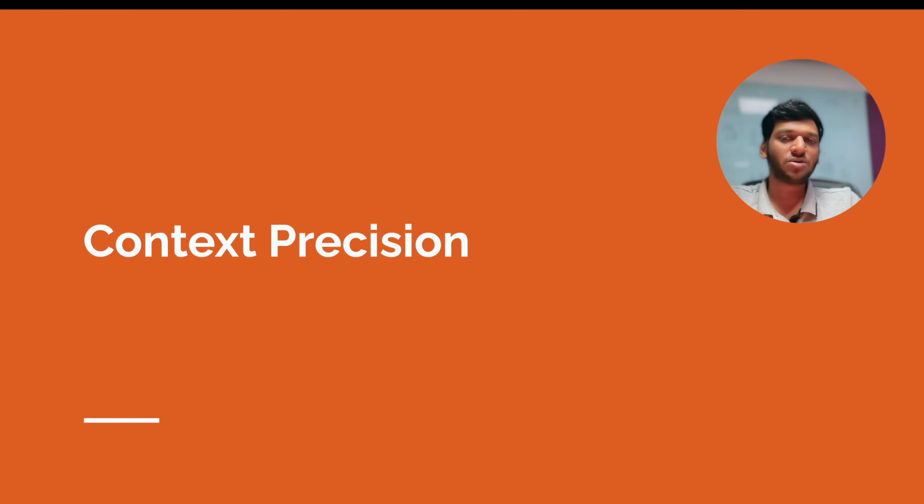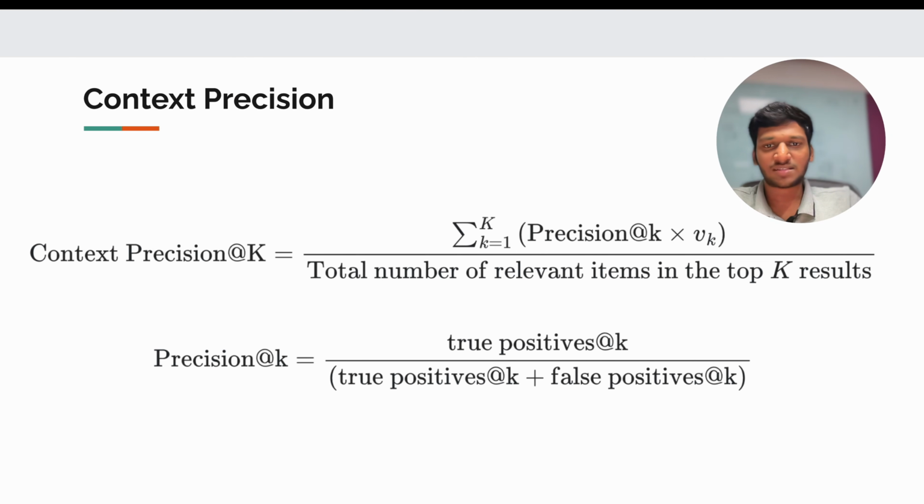So let's go into context precision. If you see this formula, it's a summation from k equals 1 to the total number of chunks. So we need to calculate precision at each chunk, then divide it by the total number of relevant items at the top k. So let's not go into the formula and get more confused.